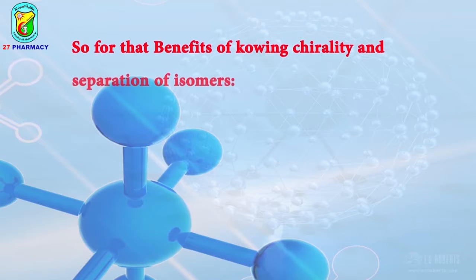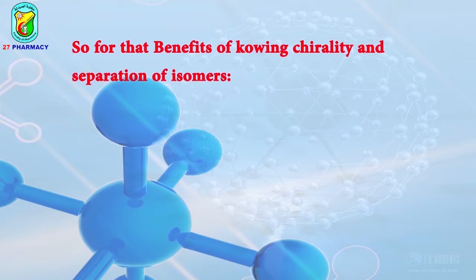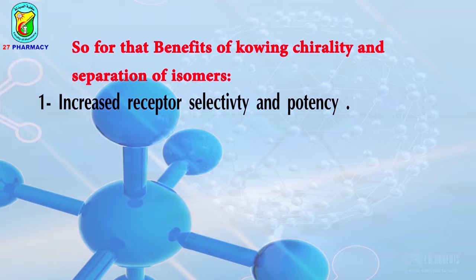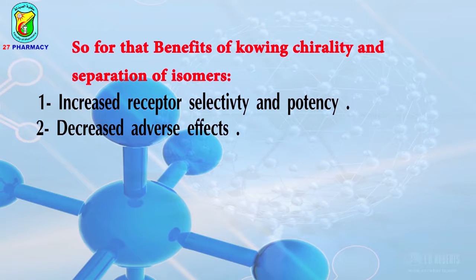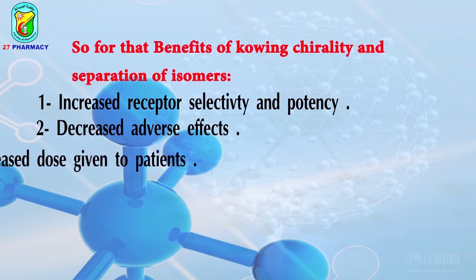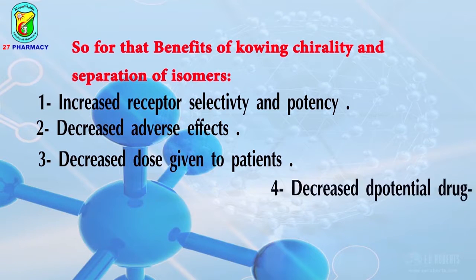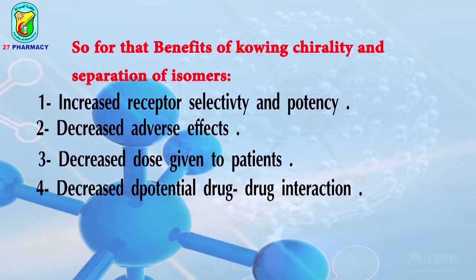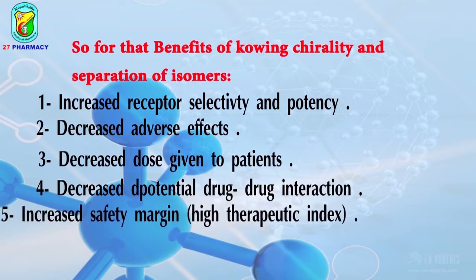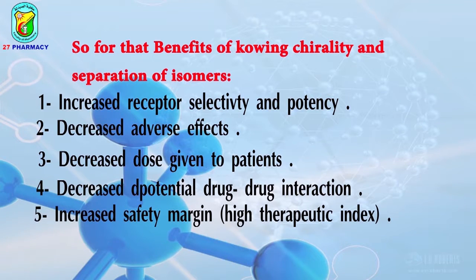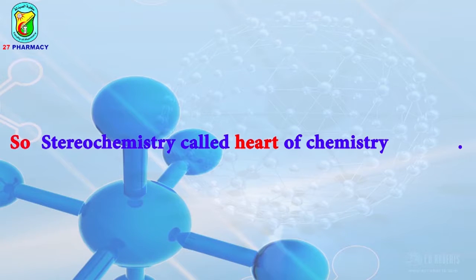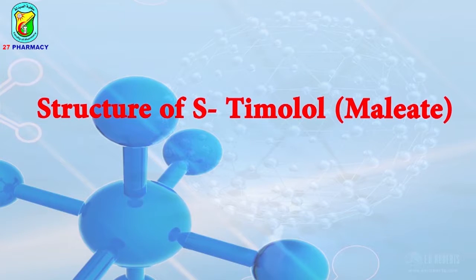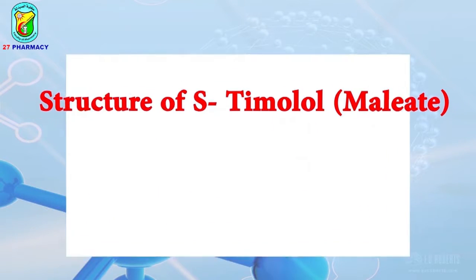So the benefits of knowing chirality and separation of isomers are: increased receptor selectivity and potency, decreased adverse effects, decreased dose given to patients, decreased potential for drug-drug interaction, increased safety margin, and a high therapeutic index. So stereochemistry is called the heart of chemistry. Structure of S-timolol maleate.